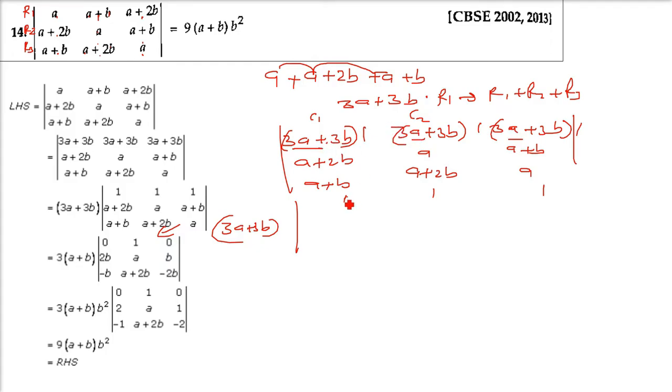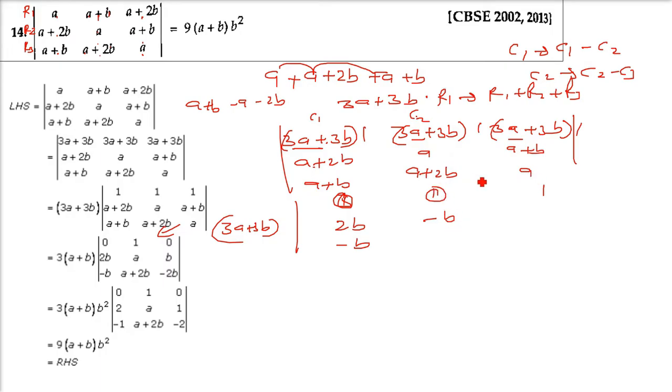So 1, 1, 1 is in the first row. I am subtracting column 2 from column 1: a plus 2b minus a will be 2b, and a plus b minus a plus 2b, doing column 1 minus column 2, you get minus b here. So what did we do? Column 1 changed to column 1 minus column 2, and now column 2 is changed to column 2 minus column 3. So this will be 0, a minus a is 0, then minus b, a plus 2b minus a is 2b, twice of b, and then we have a plus b here and a here.